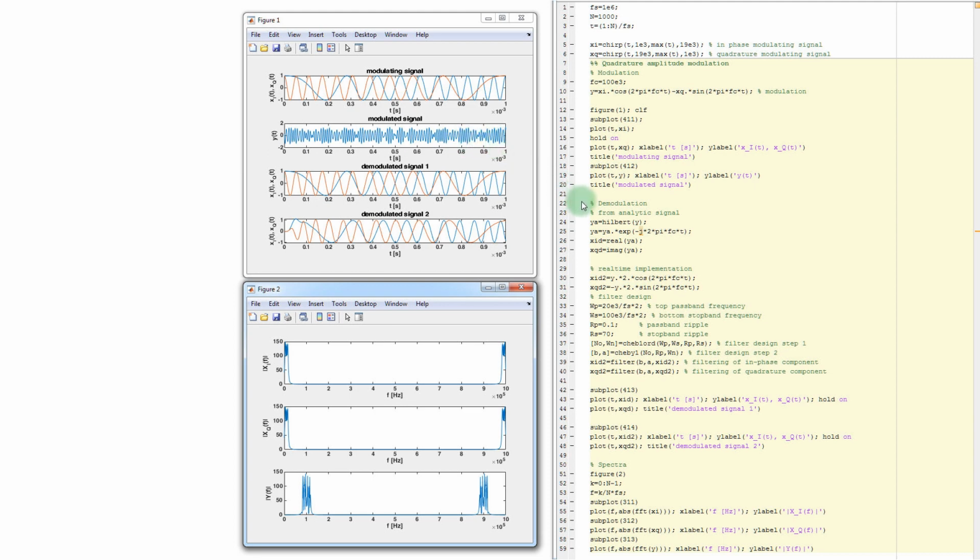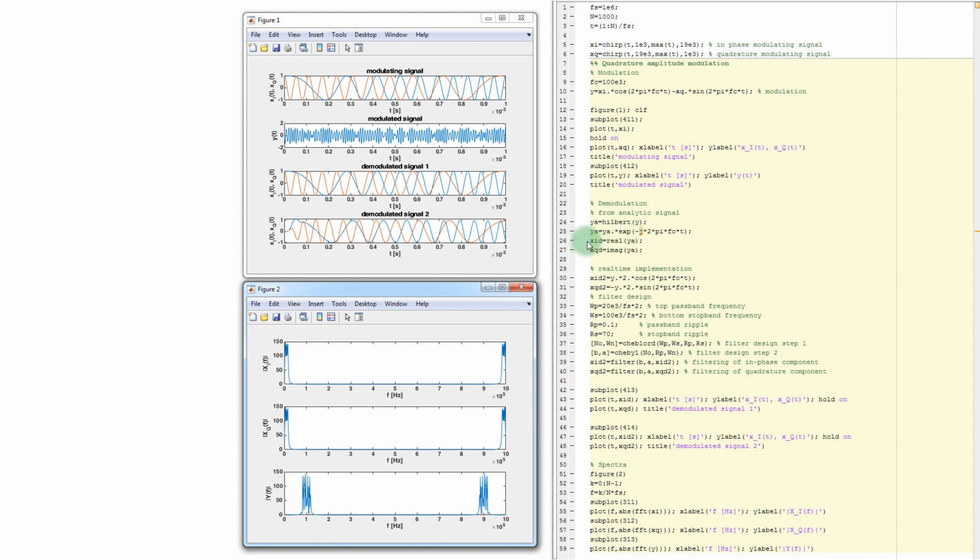Now let's take a look at the demodulation. I will show you two approaches. The first one will be based on the analytic signal, and the second one will use some multiplication with cosines and sines and some low-pass filtering. In this first approach, you just apply the function Hilbert to your modulated signal, and that will give you your analytic signal. Then you frequency shift your analytic signal by multiplying it by this exponential. How this works was explained in the lecture.